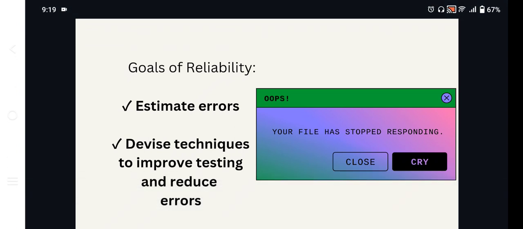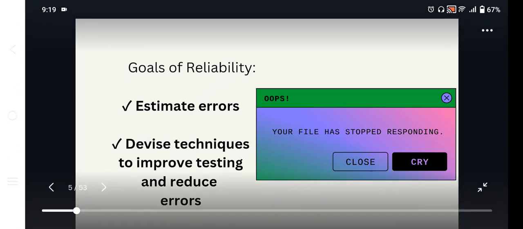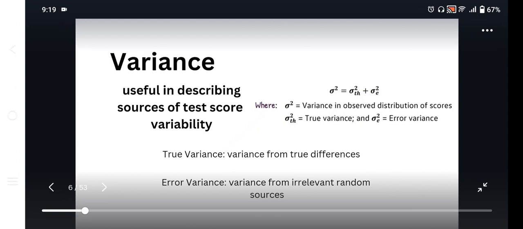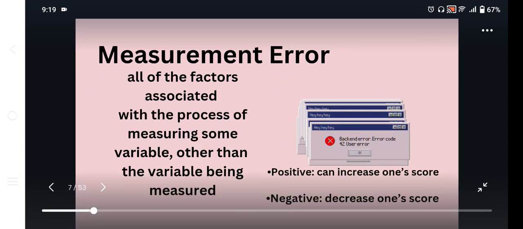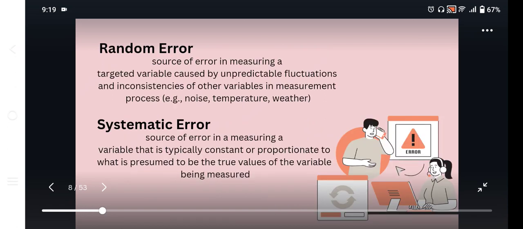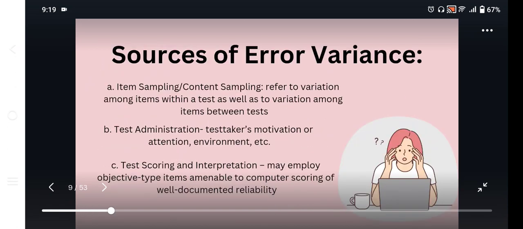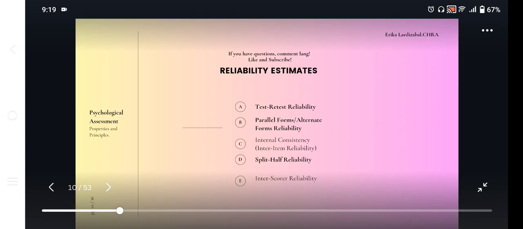May increase or decrease a test score by varying amounts, the consistency of the test score, and thus the reliability can be affected. So let's look forward to our reliability estimates.